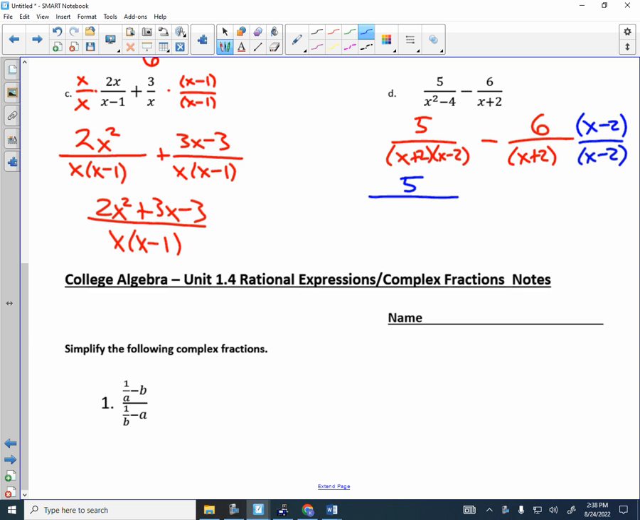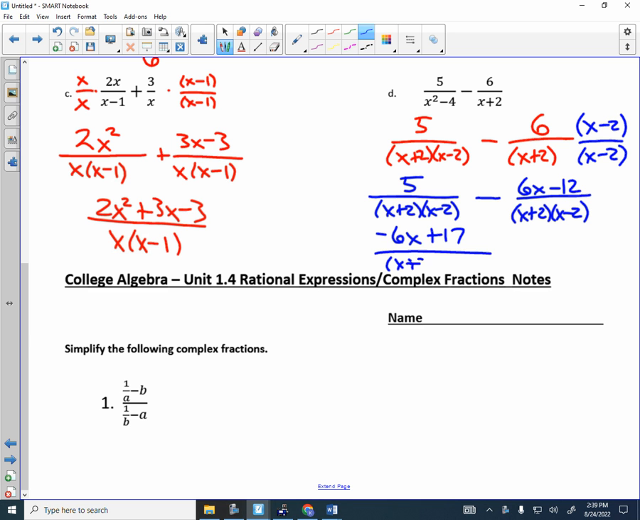And so I have 5 over x plus 2 times x minus 2. And then I'll distribute the 6: 6x minus 12 all over x plus 2, x minus 2. Notice I was careful with my subtraction sign. I didn't distribute negative 6, I distributed the positive 6. But now as I subtract, I should distribute the negative, correct? So will it be a positive 6x or a negative 6x? So negative 6x, and will it be 5 minus 12 or 5 plus 12? So I get 17 all over x plus 2, x minus 2. And that's that.